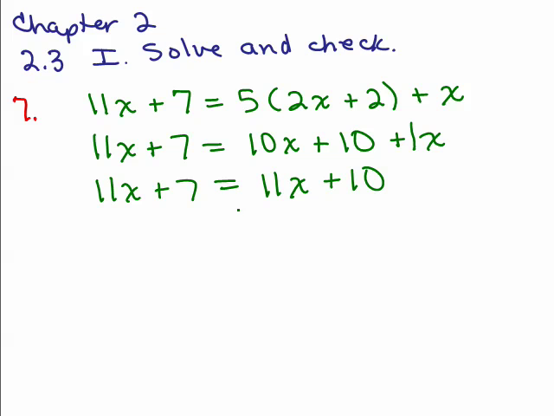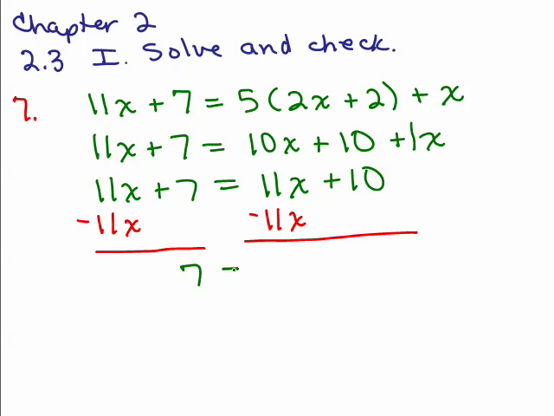So I'm going to get the variables on one side, constants on the other. So let's go ahead and subtract 11x from both sides. And that'll give me 7 equals 10. You could have also subtracted 7 from both sides, and then you would get some other nonsense problem, but this is never true, is it? So there is no solution to this problem.